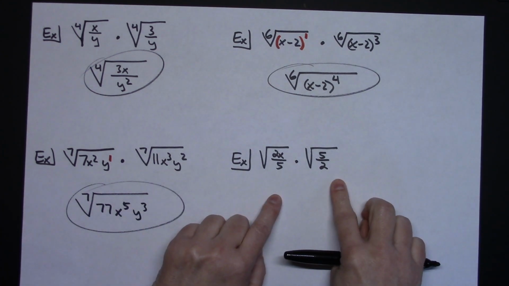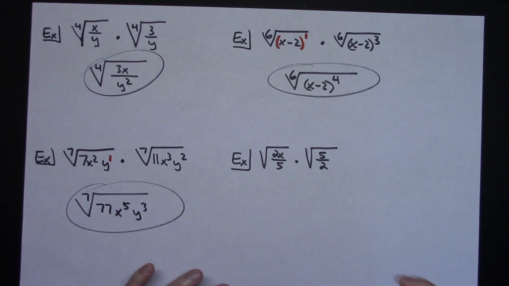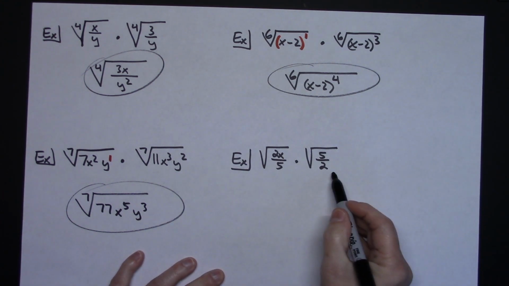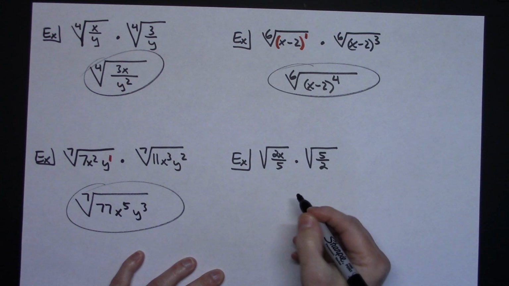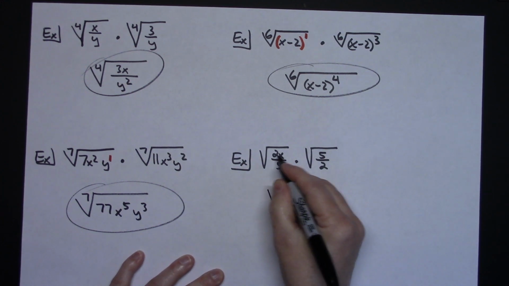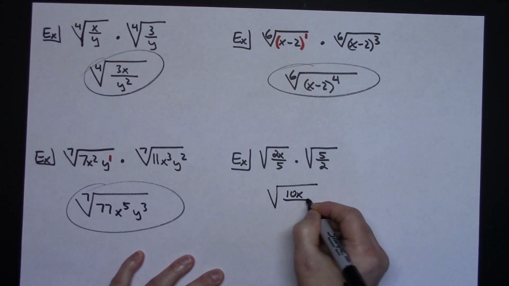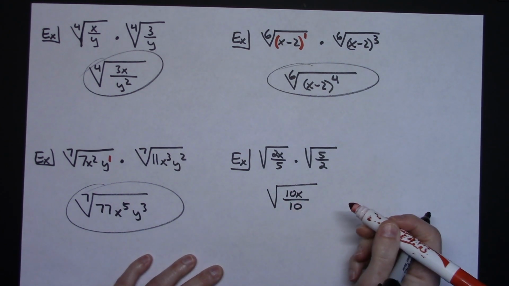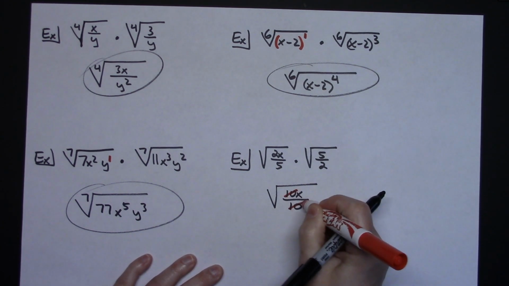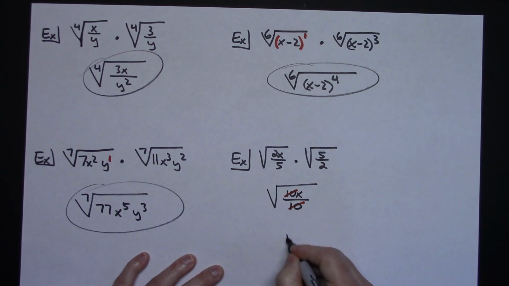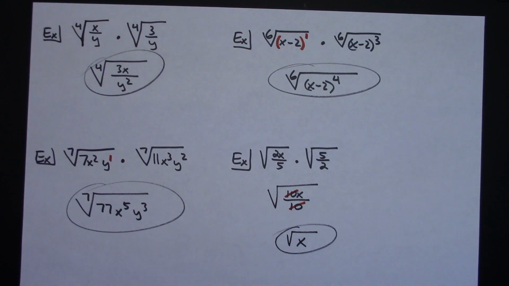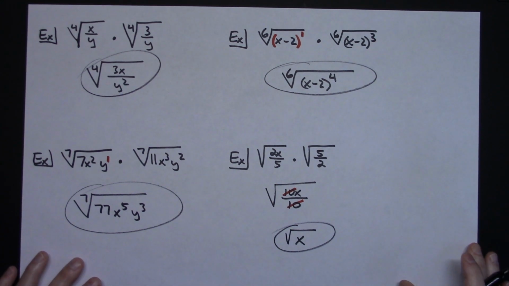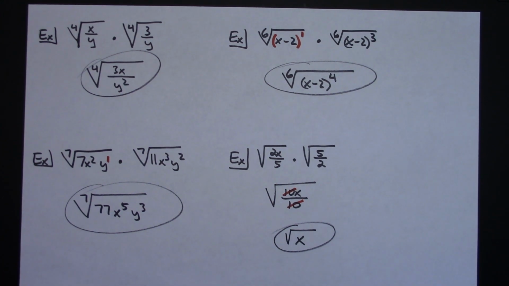On this last one, another one with some fractions underneath there, multiplying straight across the top and straight across the bottom, that's going to give me the square root of 10x over 10. If you do end up with something like this and you've got that 10 over 10 in there, go ahead and simplify that down so that we have just a nice little square root of x. So really just 4 quick examples of how you are going to multiply radical expressions.